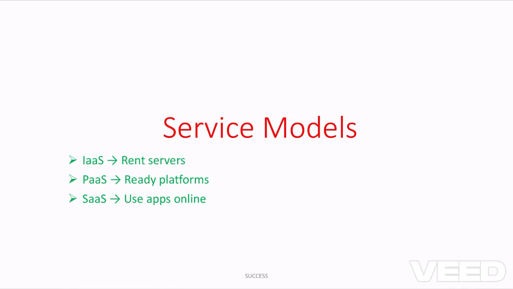Service models. There are three main service models. Infrastructure as a service, or IaaS, is like renting raw servers. Platform as a service, or PaaS, gives you a ready-made environment to build apps. And software as a service, or SaaS, lets you simply use applications online like Gmail or Netflix without worrying about what's running behind the scenes.